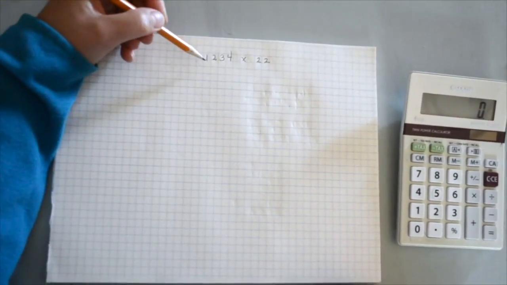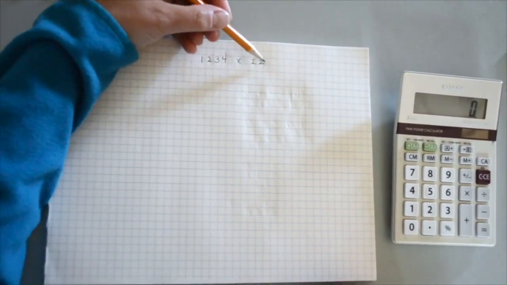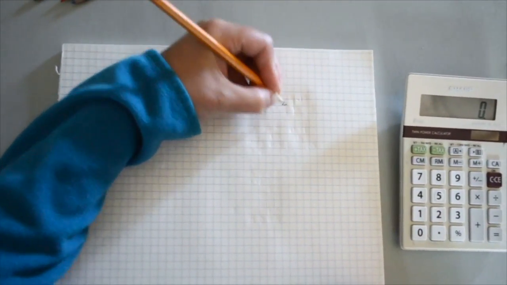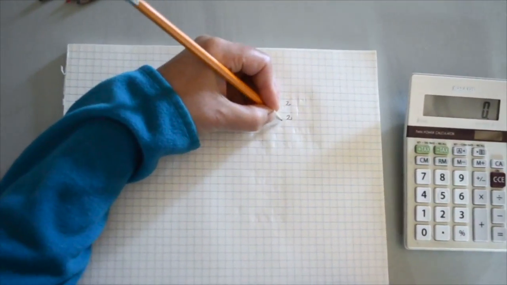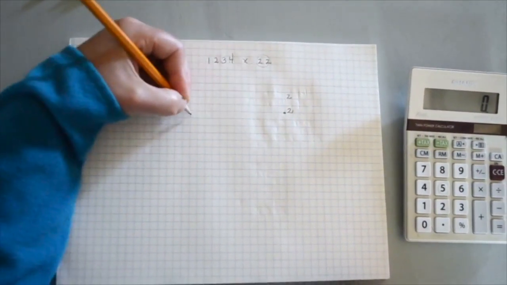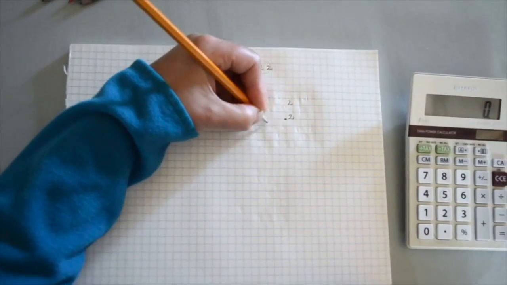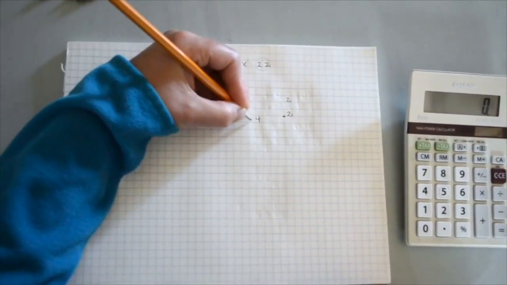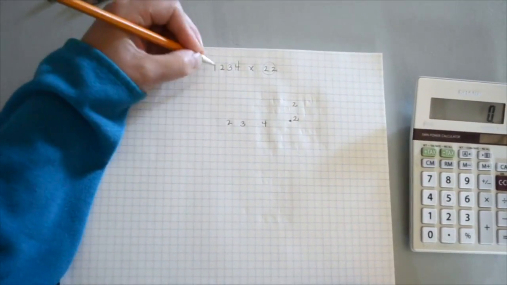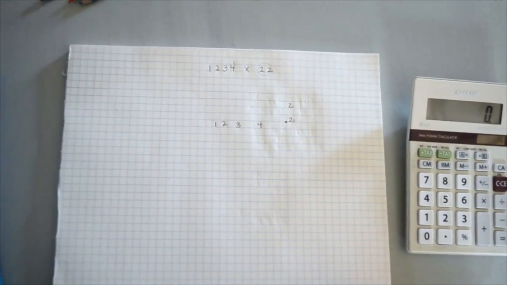Let's do another one. 1,234 times 22. Start with our multiplier, 22. So 1, 2, 1, 2. The corner of my graph will be right here. Let's do our multiplicand. I'm going to start with my unit again and work my way backwards. So 1, 2, 3, 4 units. 1, 2, 3 tens. 1, 2 hundreds, and 1,000.